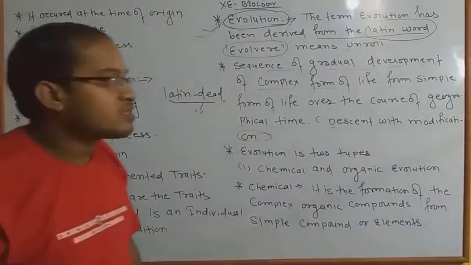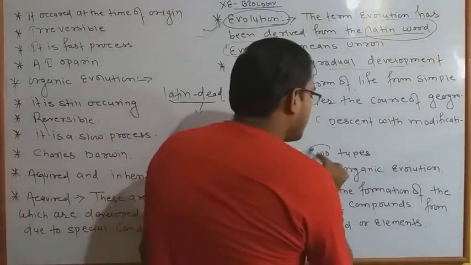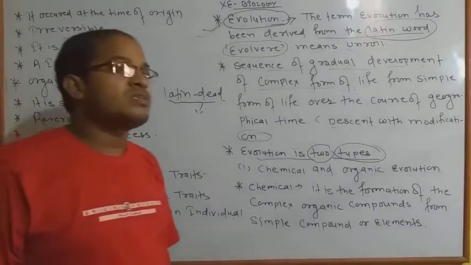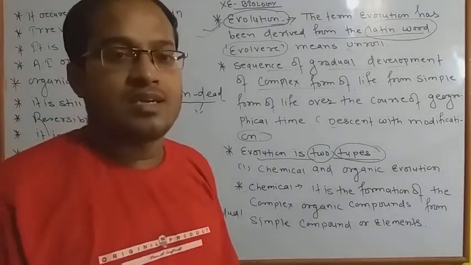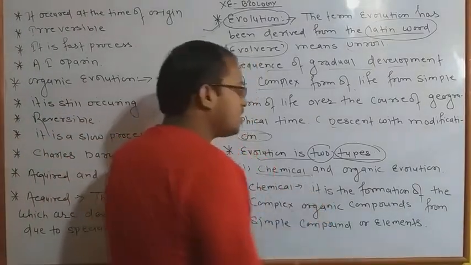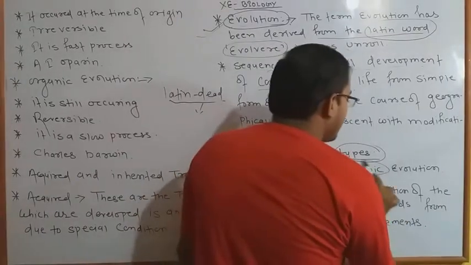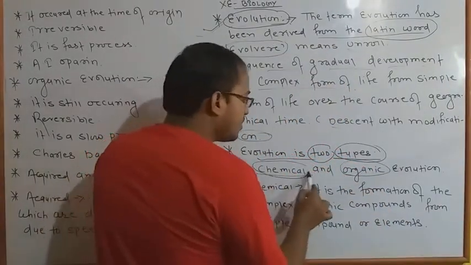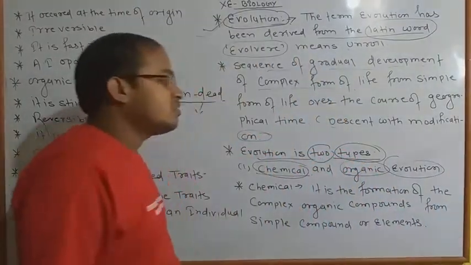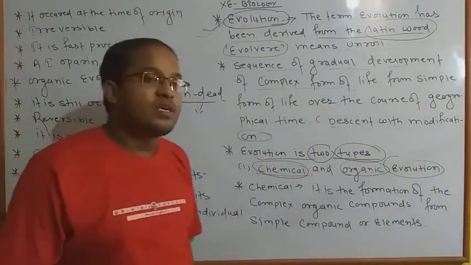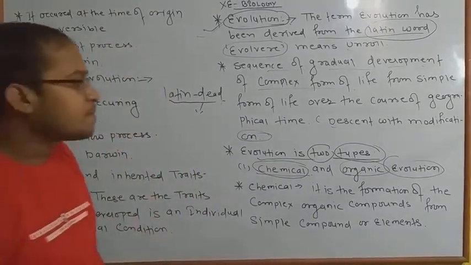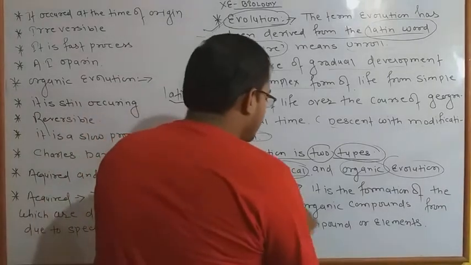Now coming to the next point, evolution is divided into two types. How is evolution divided into two types? So we know that evolution is a very vast topic and we are studying it nowadays. It is divided into two topics: chemical evolution and, second, organic evolution. Chemical evolution is a different thing and organic evolution is a different thing. So we have to discuss one by one what is the meaning of chemical and what is the meaning of organic evolution. So the first form is chemical evolution, which is a very important part.